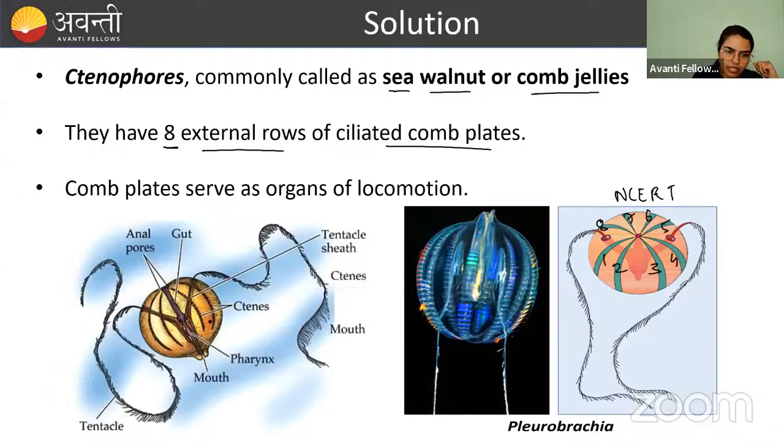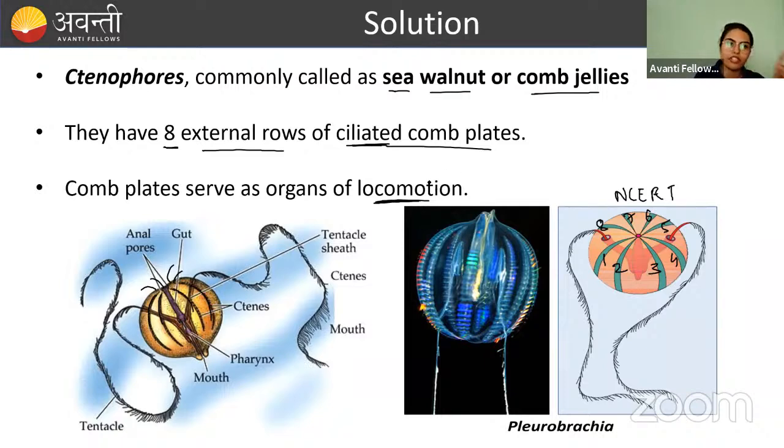So here you might also see, you can see here, only 4 are visible. But on the opposite side there will also be 4, right? So another side will also have 4. Clear? And here you will see these comb plates serve as organs of locomotion. They help in locomotion. Why? Because they have cilia. We have seen pseudopodia, we have seen cilia, we have seen flagella. Cilia are small hair-like structures which help in locomotion.